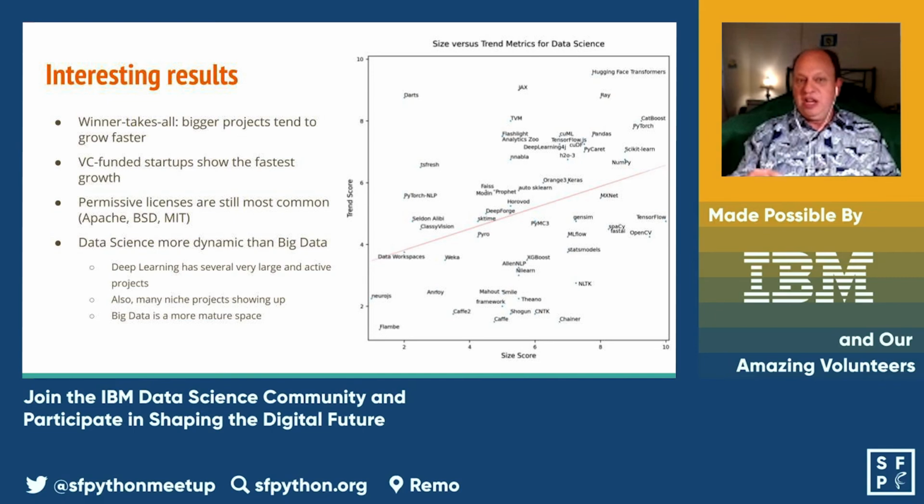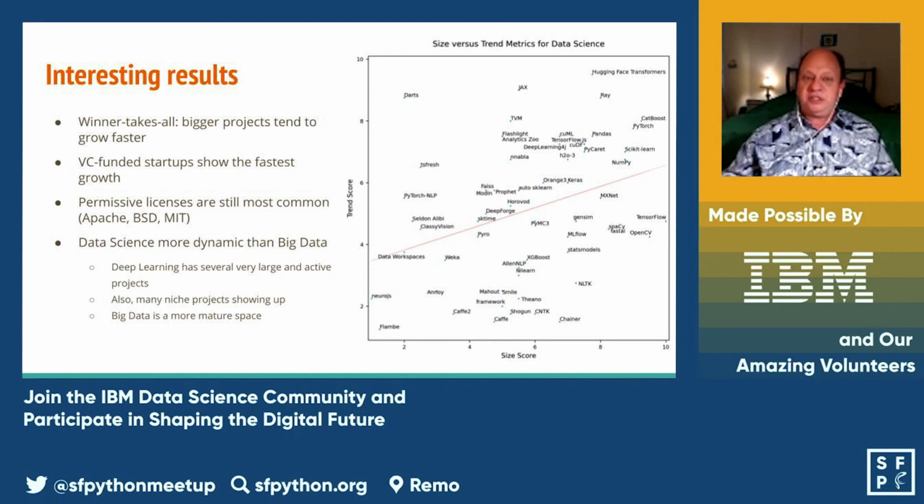The other thing is VC funded startups tend to show the fastest growth. If you look up here, Hugging Face Transformers and Ray are both VC funded startups. So they've been able to hire a lot of full-time developers to work on their code bases and have a big marketing effort. Those seem to be the biggest. You may have heard a lot about AGPL and weird licenses that companies are coming up with to prevent hosting by Amazon. But most of these projects are still using permissive licenses. So the trend is not as big as you might hear from the noise on the web.